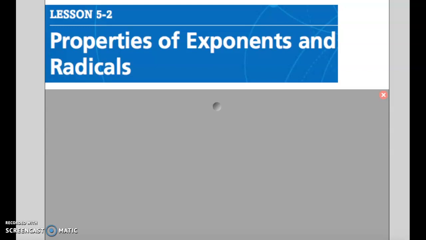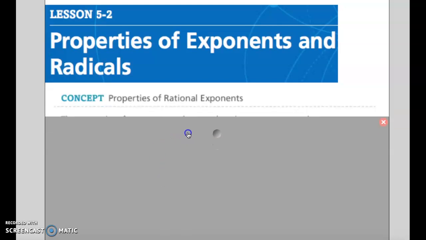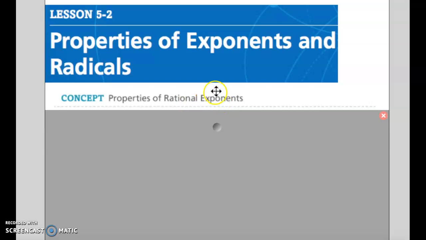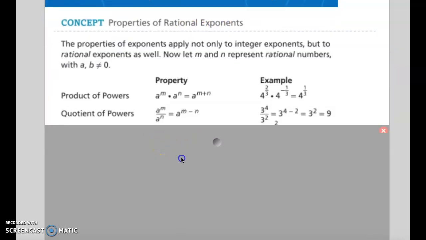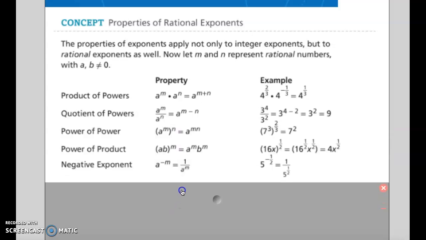Hi guys, so this is section 5.2, still working with our exponents and radicals like we started last section. So the biggest thing here is really, whether you remember it or not, we have a whole bunch of properties of exponents that you actually learned in Algebra 1. But let's just do a quick review of those.